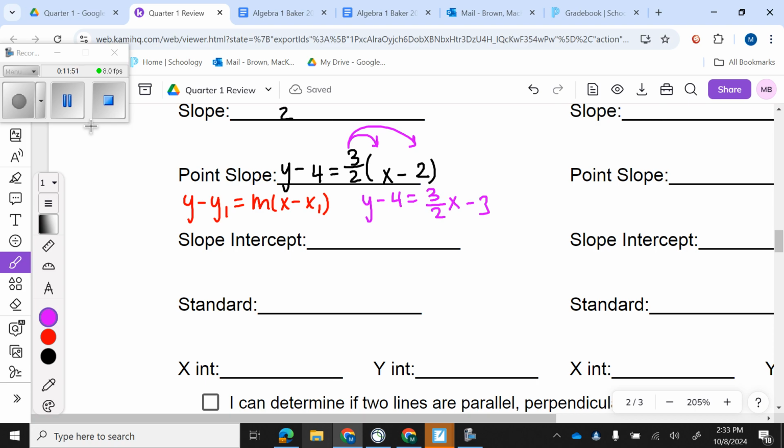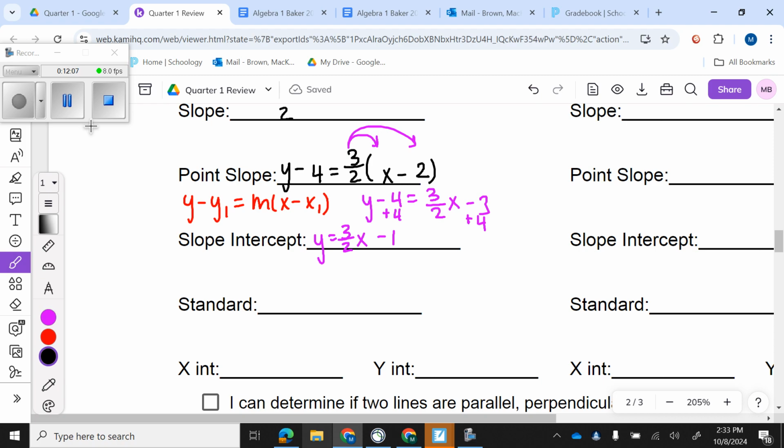Okay, I have to get this y by itself, so now I'm going to add 4 to both sides. And I'm going to end up with y equals 3/2x. Your slope should not change. And then -3 plus 4, that's a -1. Now I'm in slope-intercept form.